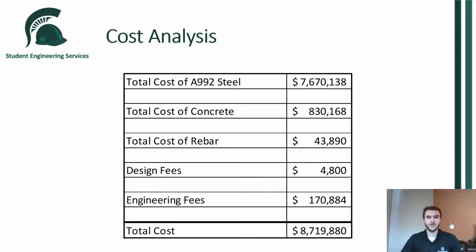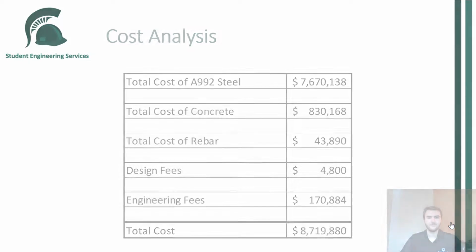Design fees were calculated as $40 per hour, and an hour log was kept for the design process. Engineering fees were determined to be about 2% of the cost of materials and design fees, which led to a total cost of $8.7 million for the design and erection of the structure.